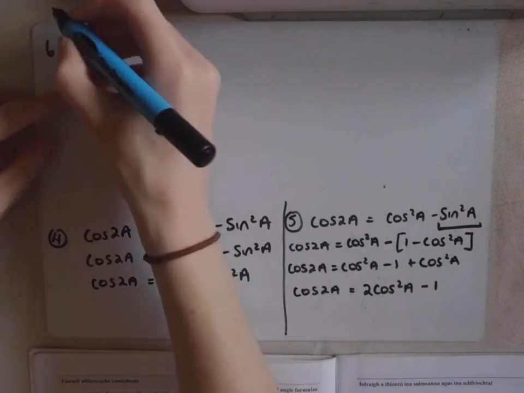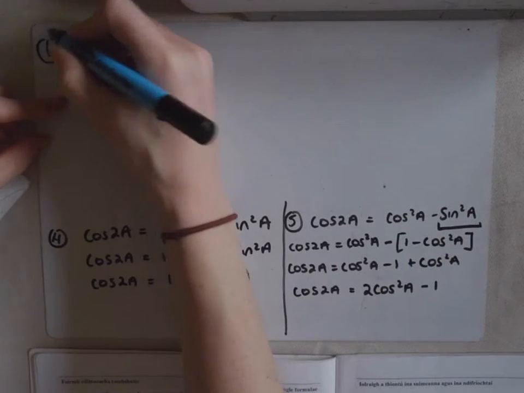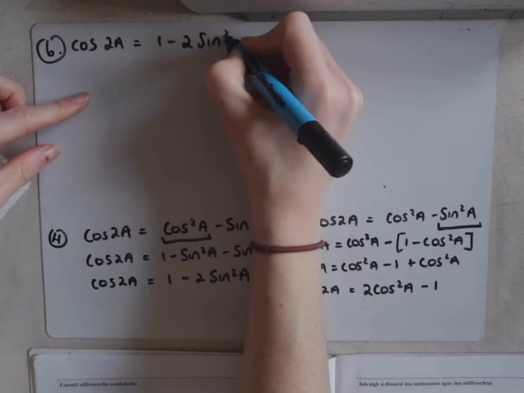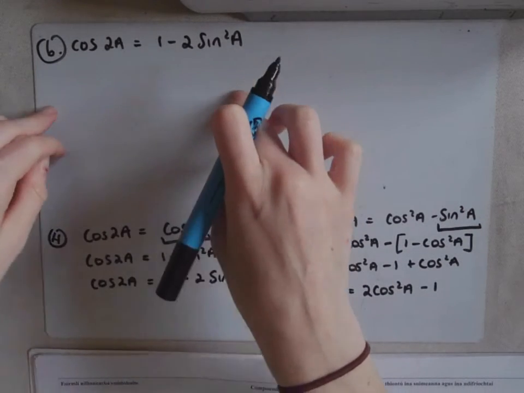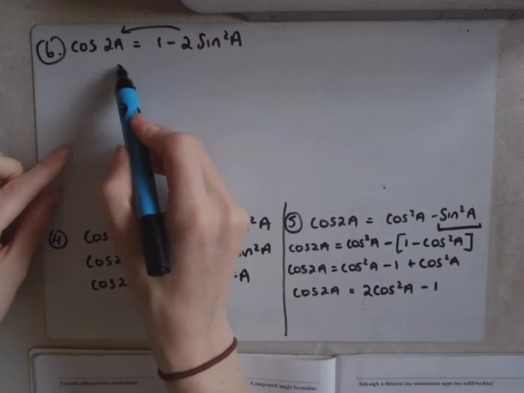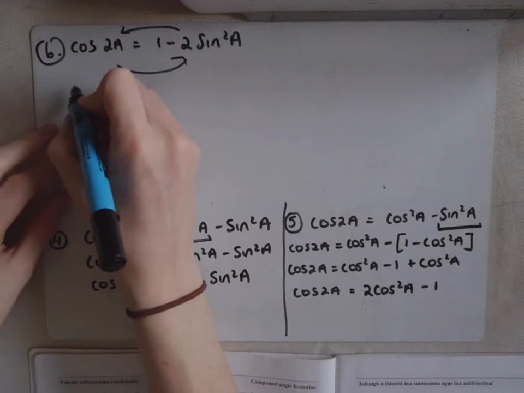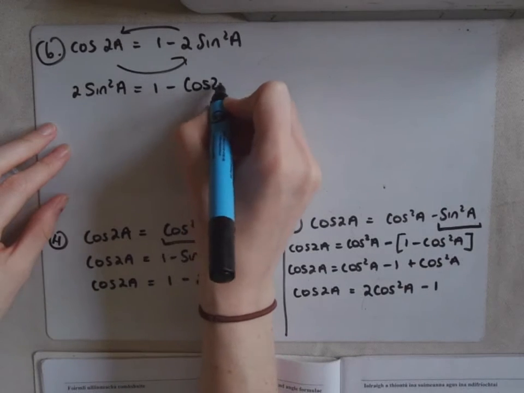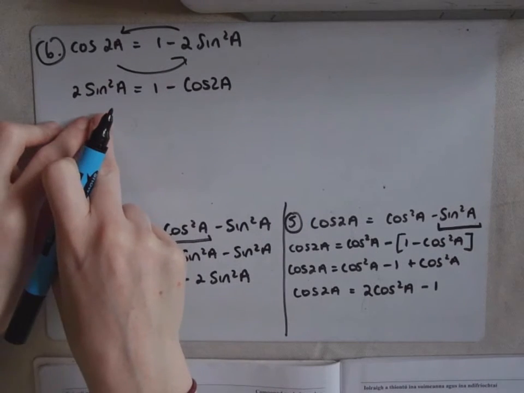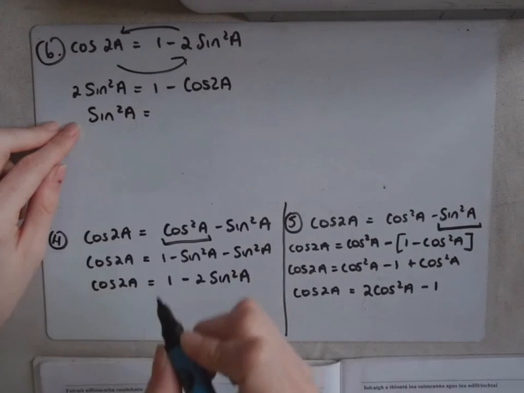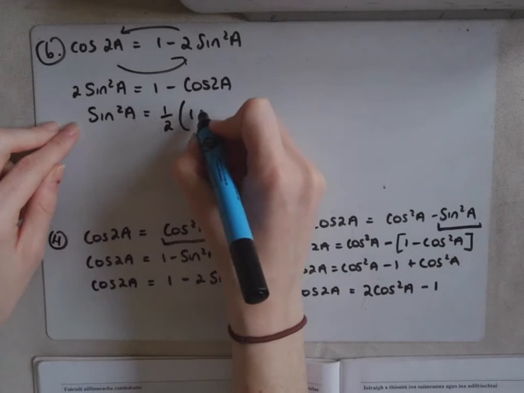Okay, so number 6, cos of 2a is 1 minus 2 sine squared a. If I have this, I can rearrange it to get sine squared a on its own. So 2 sine squared a is 1 minus cos of 2a, just rearranging these to bring the sine squared a to the left. And then to get sine squared a on its own, I just half this.